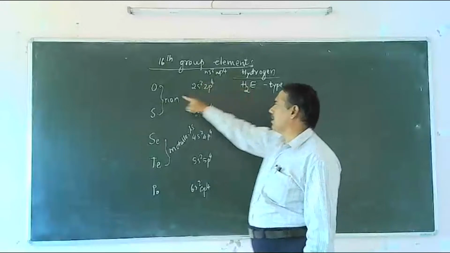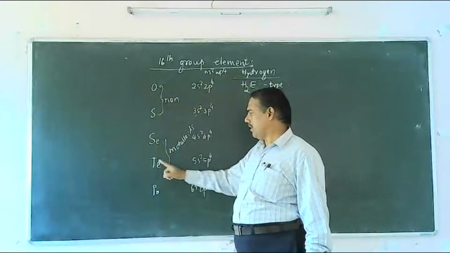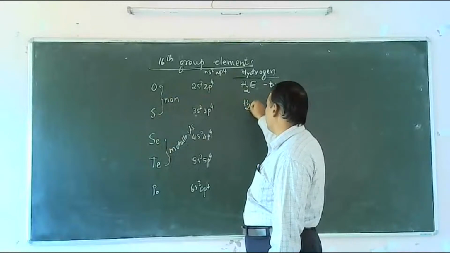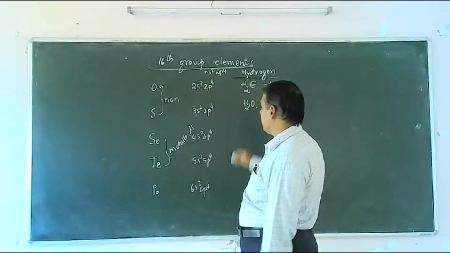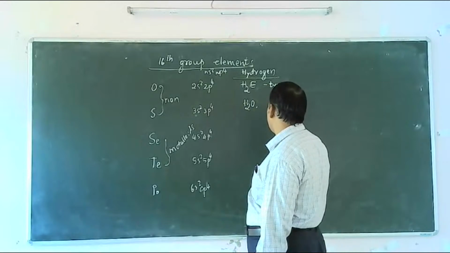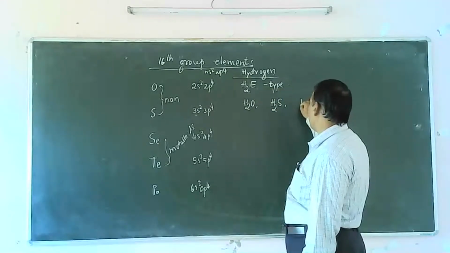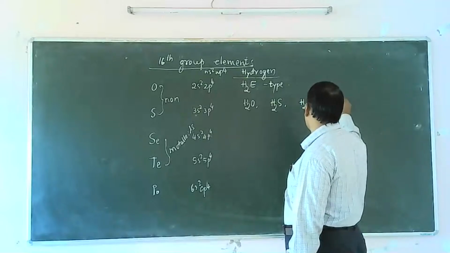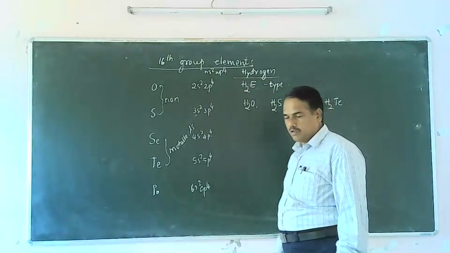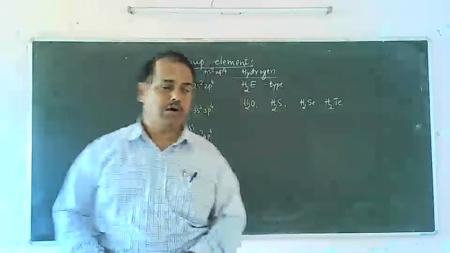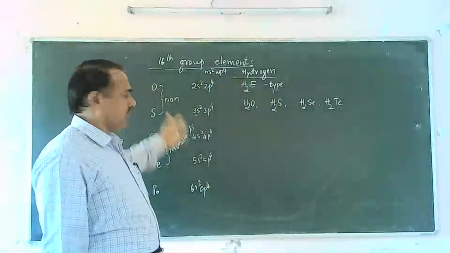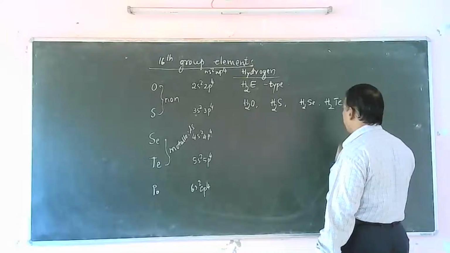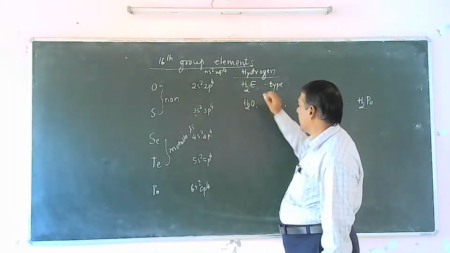Here E is oxygen, sulfur, selenium, or tellurium. If oxygen reacts with hydrogen, you get H2O. Sulfur reacts with hydrogen to give H2S, then H2Se, and H2Te. Are you clear? These are the hydrides of group 16 elements. Even polonium forms H2Po.